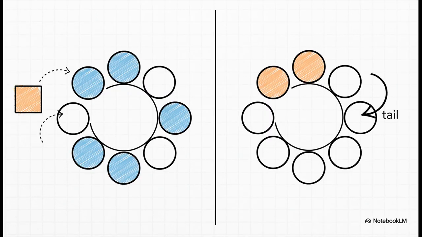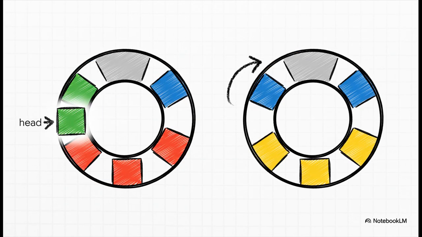So the first core operation is called enqueue. That's just a fancy word for adding an item. And it's super simple. You just place the new data right where the tail pointer is pointing, and then you just nudge the tail one step forward. That's it. Job done. And the second operation, dequeue, is pretty much the same thing, just on the other side. You read the data from where the head pointer is, and then you advance the head one step forward. This effectively removes the item. But notice what we didn't do. We didn't have to shift any other data at all.